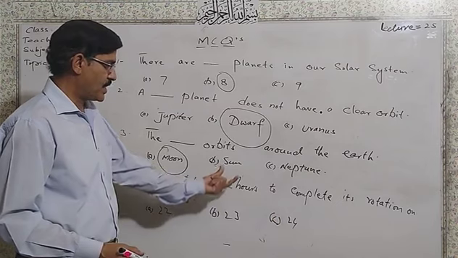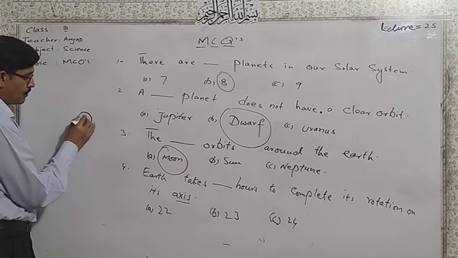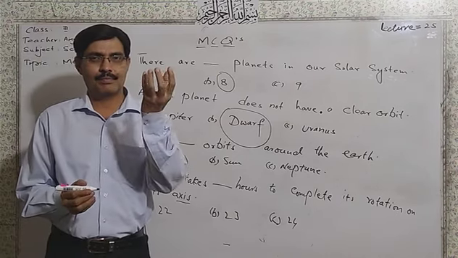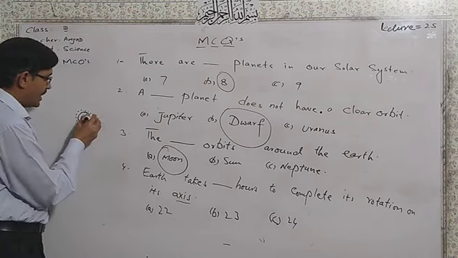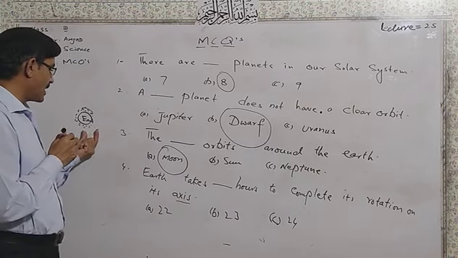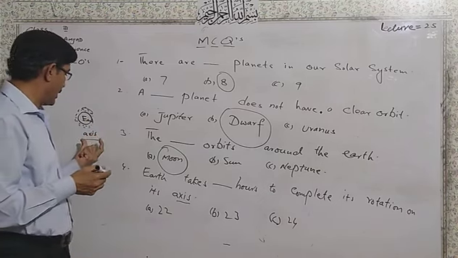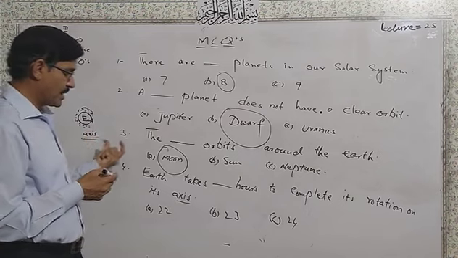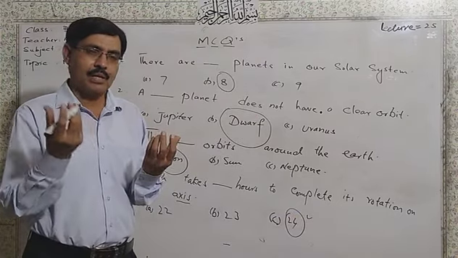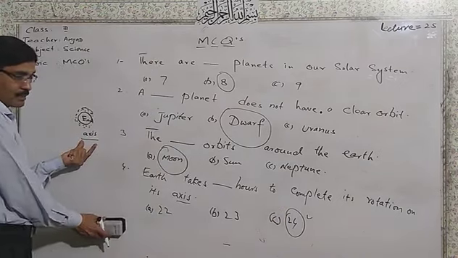Rotation. You know, axis, look at this one. This is Earth. When it moves on its own axis like this, it turns like this. And it takes how many hours? It moves around its axis anti-clockwise. It takes 24 hours. This is correct. For its rotation around its axis, 24 hours.